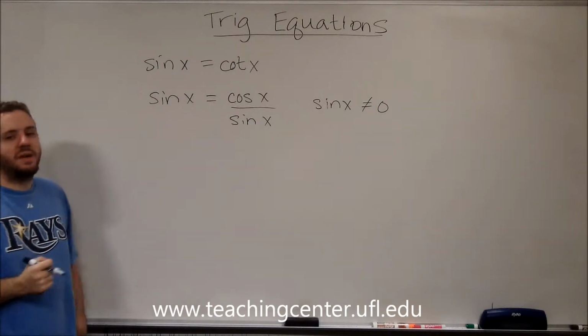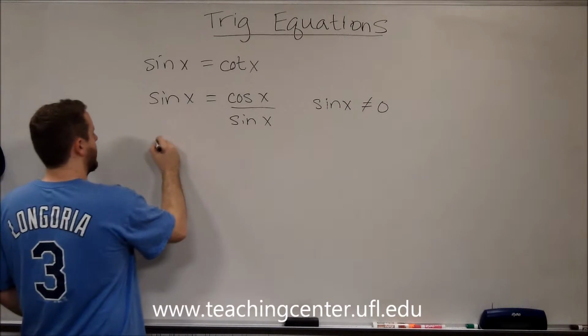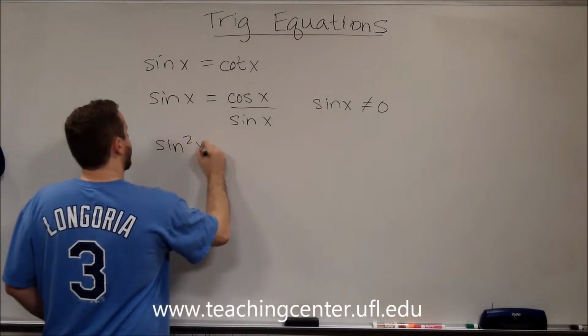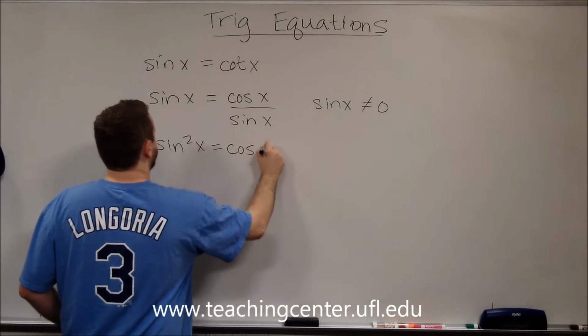The next thing you want to do is try to get rid of all of your fractions. So you would multiply by sine x and get sine squared x equals cosine x.